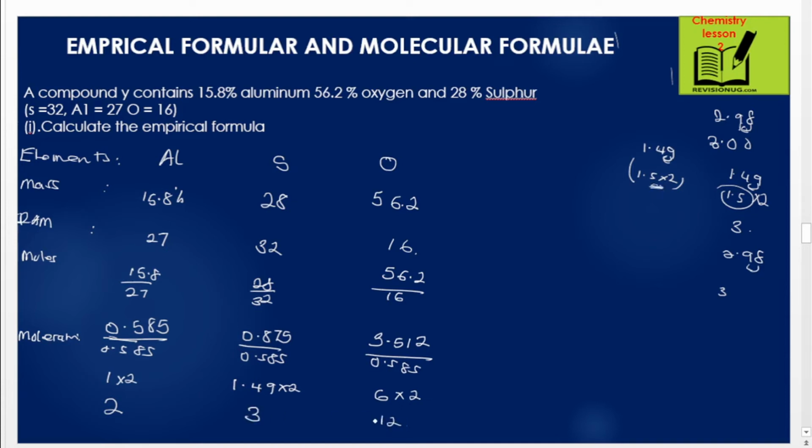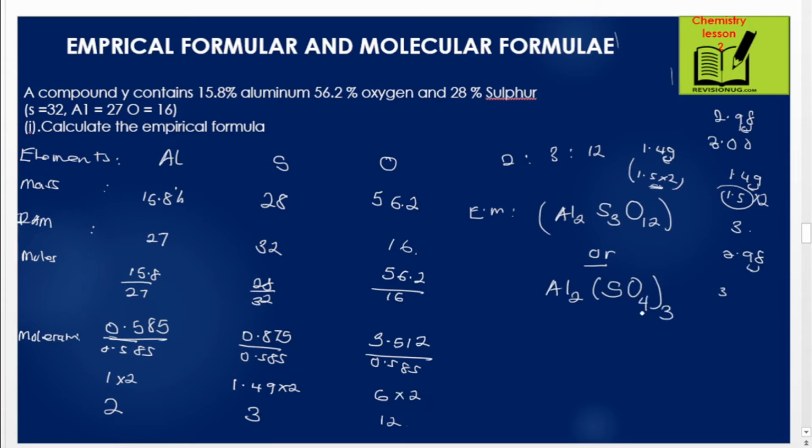Therefore our simplest ratio is going to be 2 to 3 to 12, and the empirical formula is going to be Al2S3O12. Or we can condense this formula to be aluminium, which is 2, then in bracket SO4, and we put a 3 there.